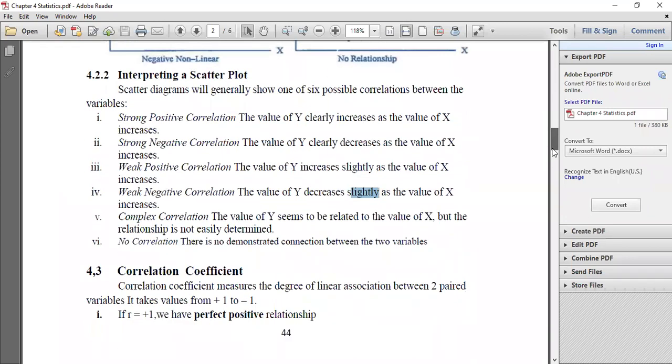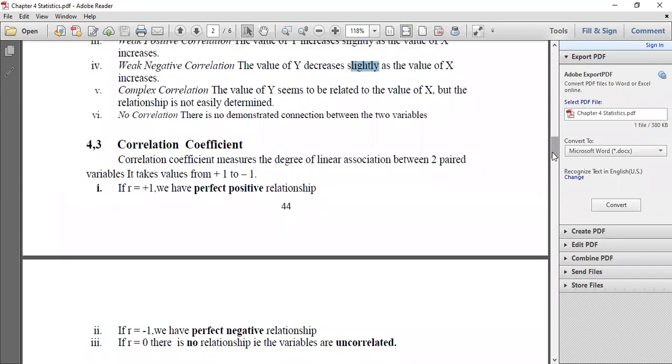Now, we can also talk about correlation coefficient. So this is now the mathematics bit. This part here is the mathematics. And we are saying that correlation coefficient measures the degree of linear association between two paired variables. So we want to establish whether there is any association between these two variables.